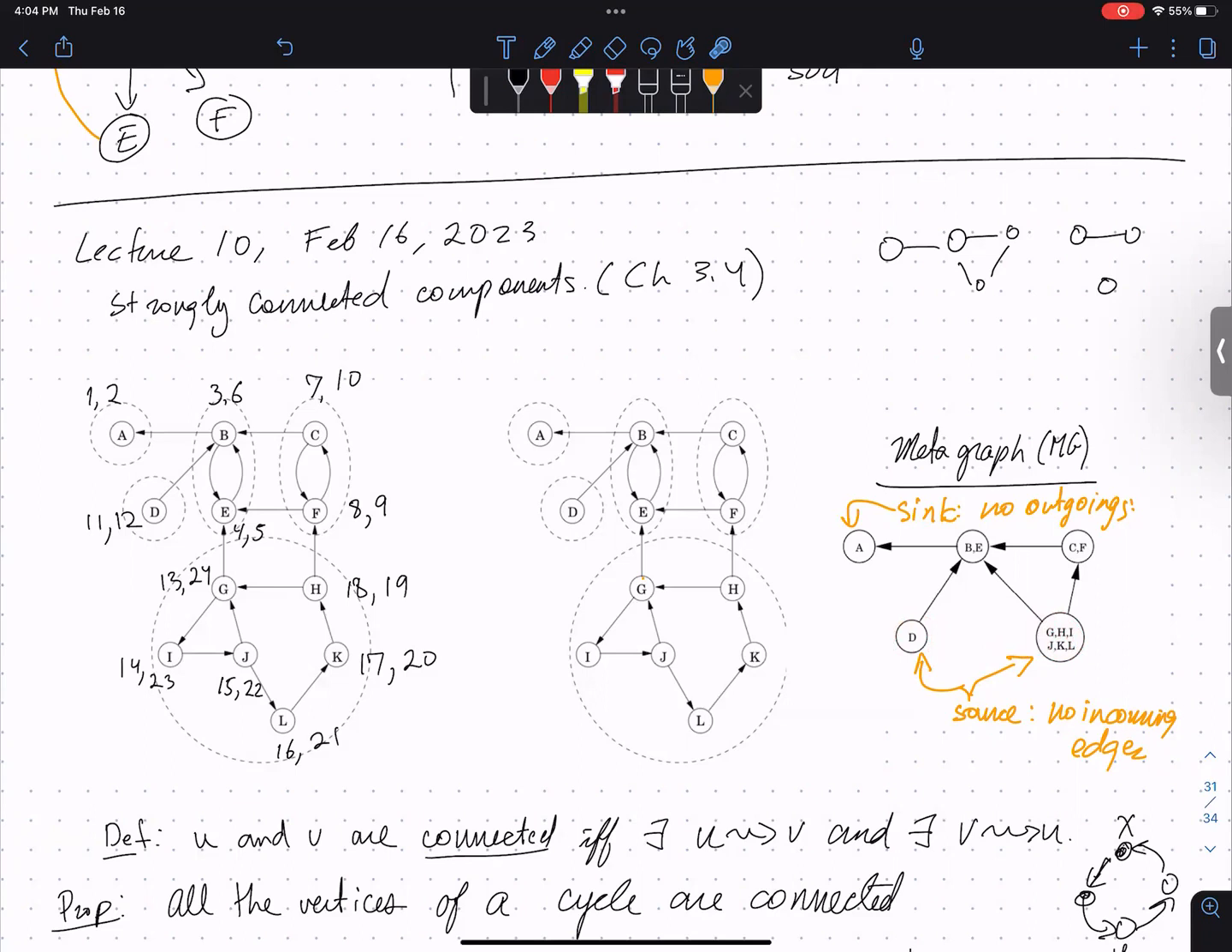So let me repeat again. If I take the vertex with the highest post number, I'm guaranteed that its component is a source. Because if it wasn't a source, I would have an edge going into it. And then by our claim that we just proved, there'd be a vertex in here with a higher post number. But that can't be because I already chose the vertex with the highest post number in the graph.